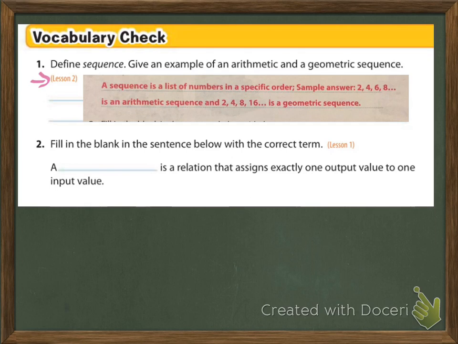2, 4, 6, 8 is an arithmetic sequence, and 2, 4, 8, 16 is a geometric sequence. Because remember, arithmetic uses addition and subtraction, and geometric sequences use multiplication and division.